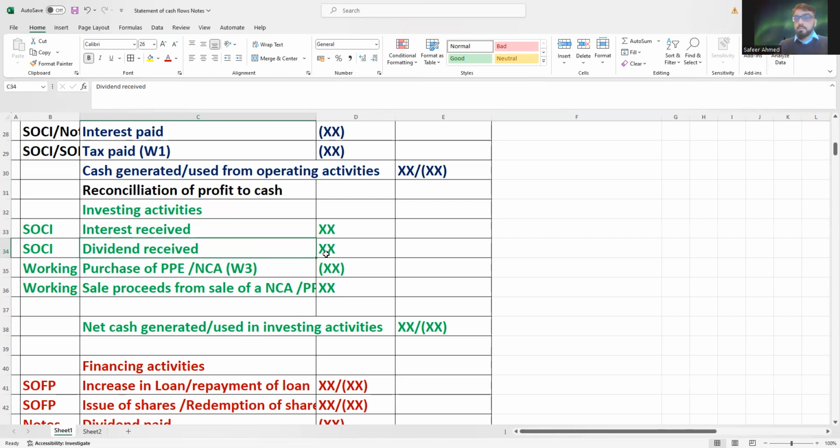which is investing activities. Purchase of property, plant, and equipment, non-current assets, we will show as part of the working. Sale proceeds from sale of non-current assets is normally also calculated in a working. So let's call it working 2. Let me show you these two workings, how you are going to approach them.